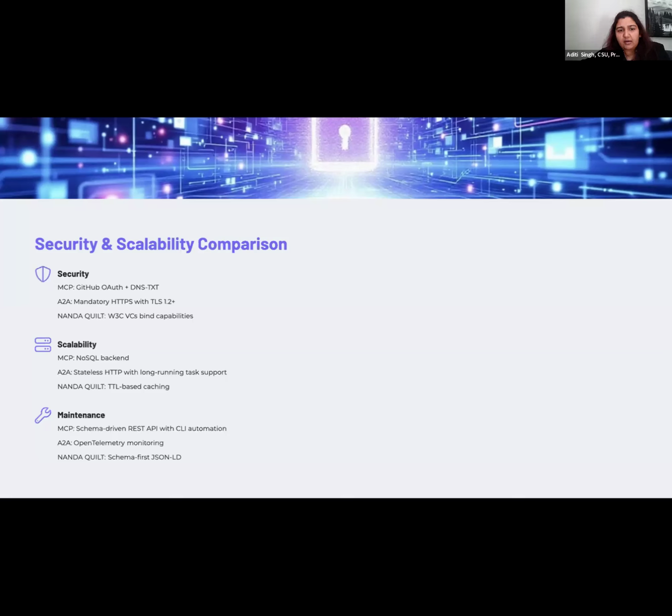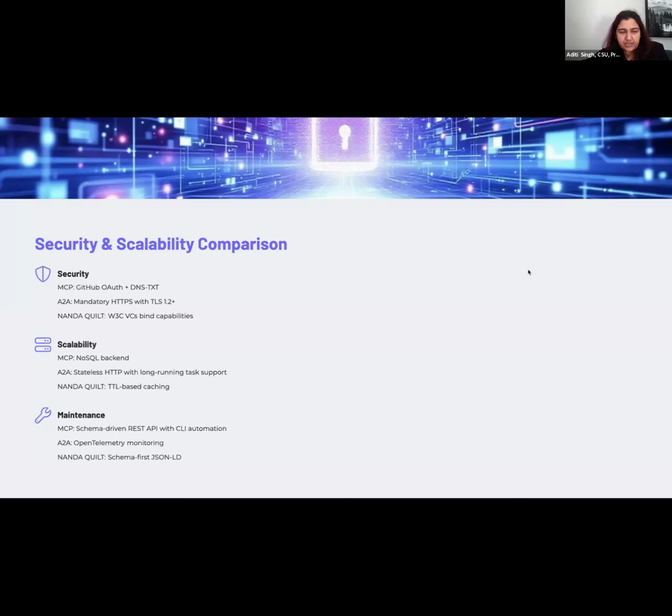On the scalability side, because MCP is for that host system, there is scaling with a NoSQL backend like MongoDB. A2A is stateless and simple. It uses polling and push notifications, which is good again. Nanda, on the other hand, is trying to maintain that bridge between that ecosystem by using time to live based caching, adaptive routing, and namespace sharing.